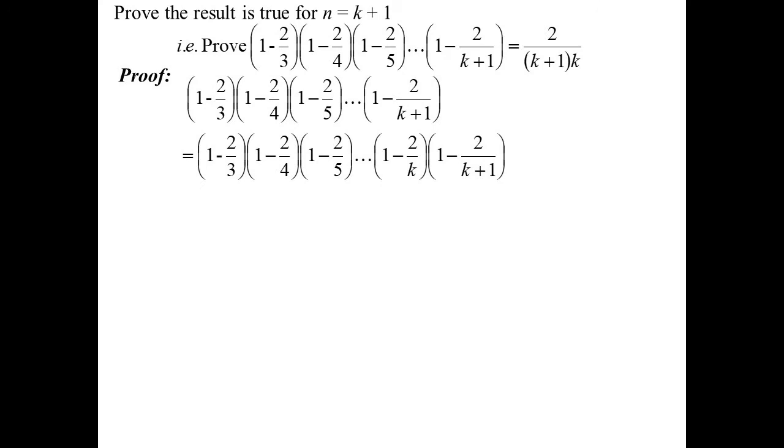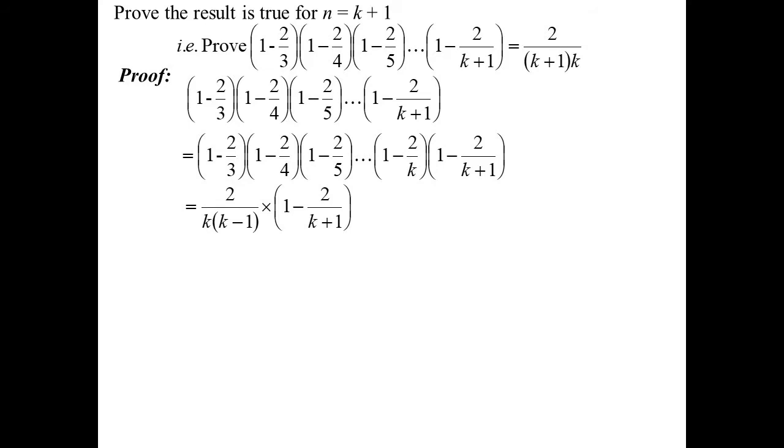As I say, it's still a series type. We're just multiplying instead of adding. So if I put in the kth term there into our multiplication, but our assumption is all those k terms multiplied together, so I can replace that with 2 on k minus 1.